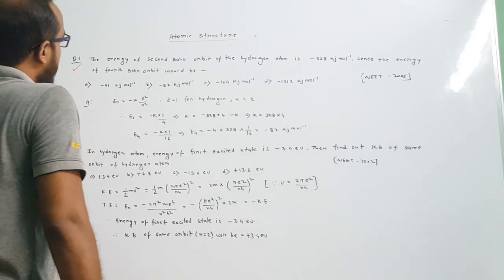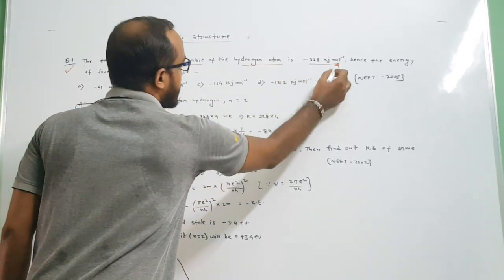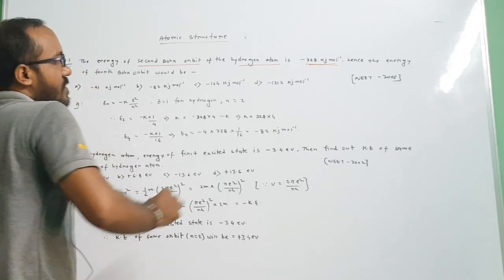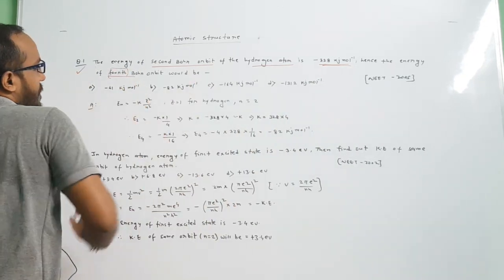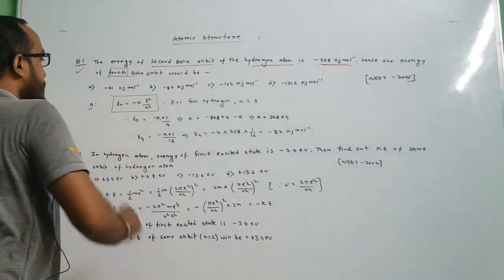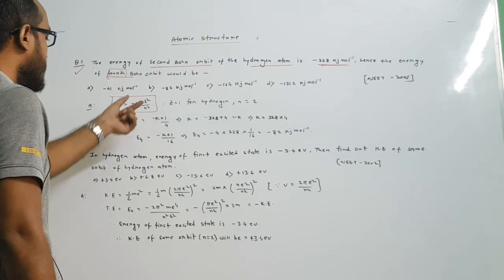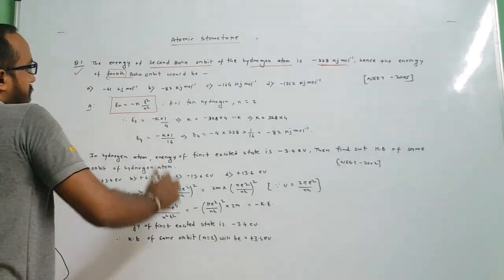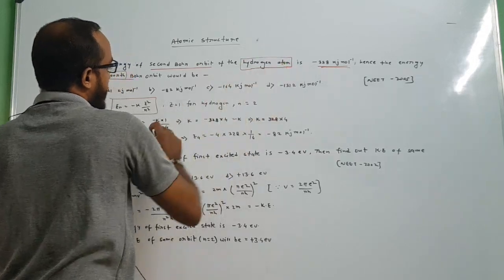Let us see the first question. The energy of second Bohr orbit of the hydrogen atom is minus 328 kilojoule per mole. Hence the energy of the fourth Bohr orbit would be. See, we have the formula related to energy. In nth orbit, energy En is minus k into z square by n square. Now they are asking about the hydrogen atom.